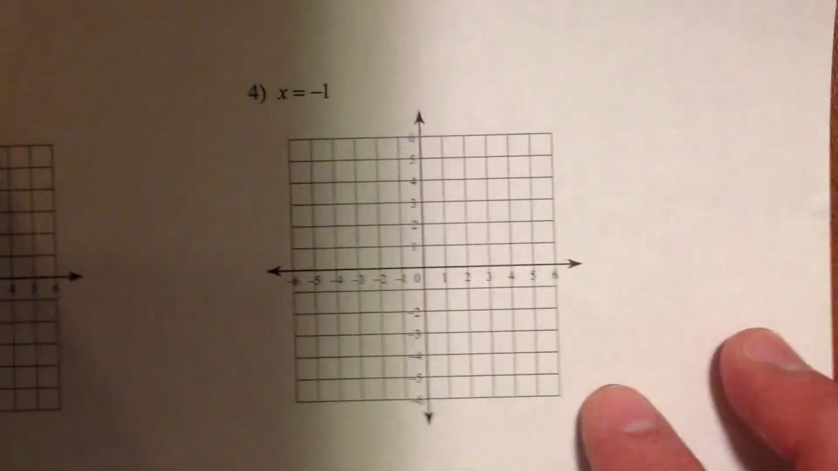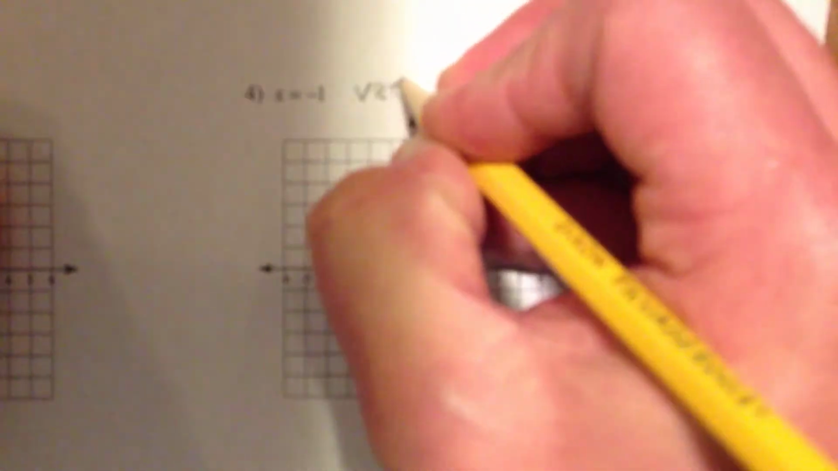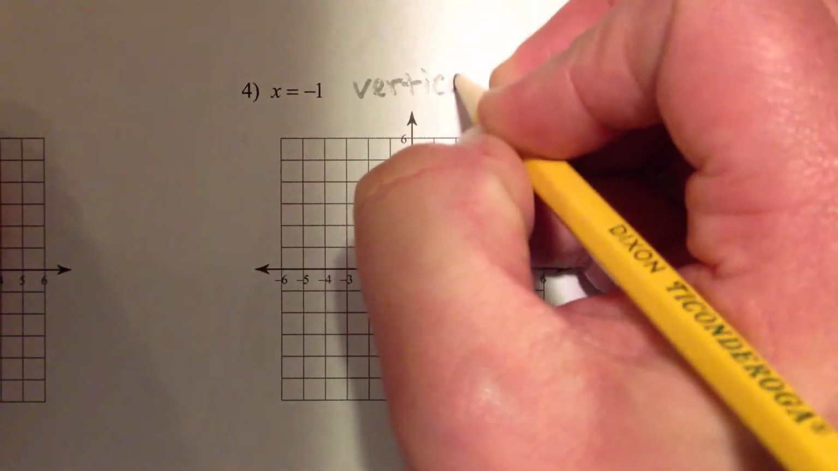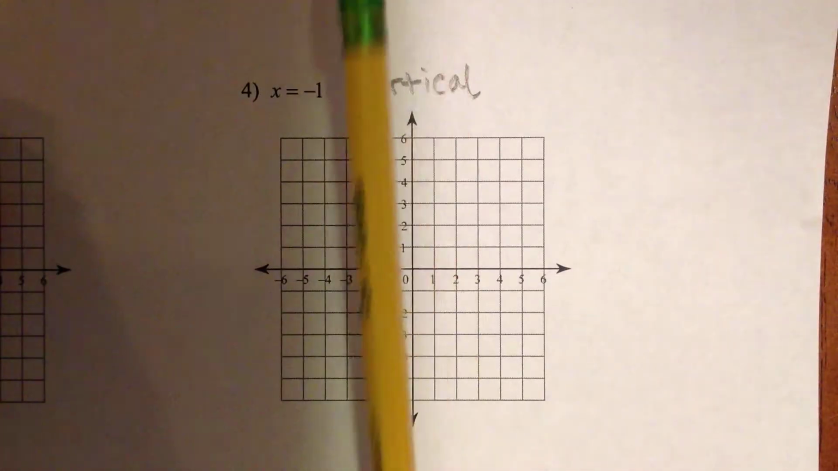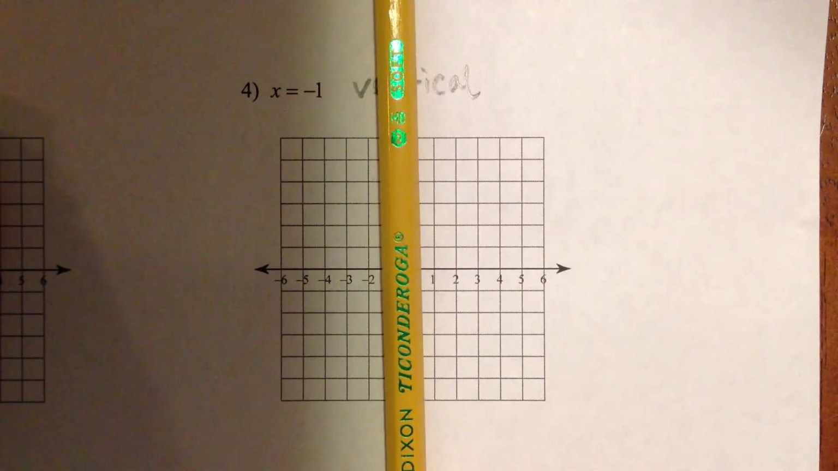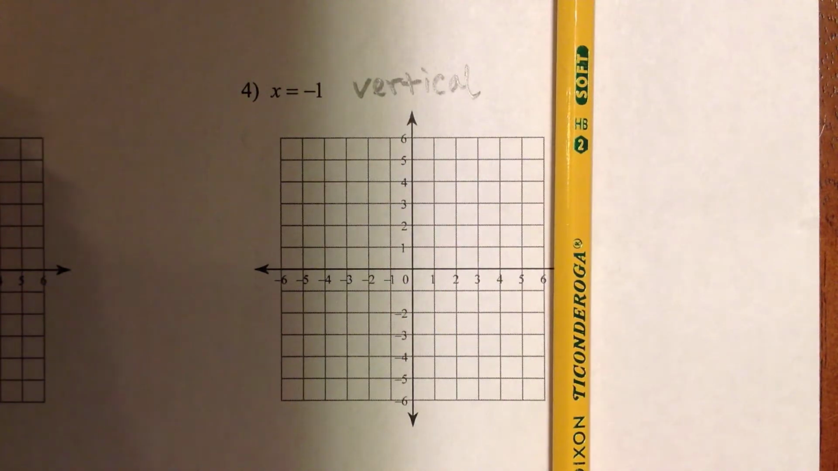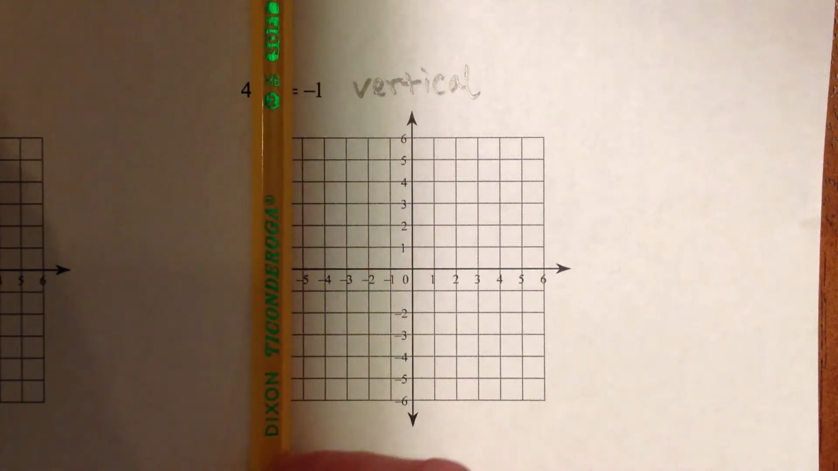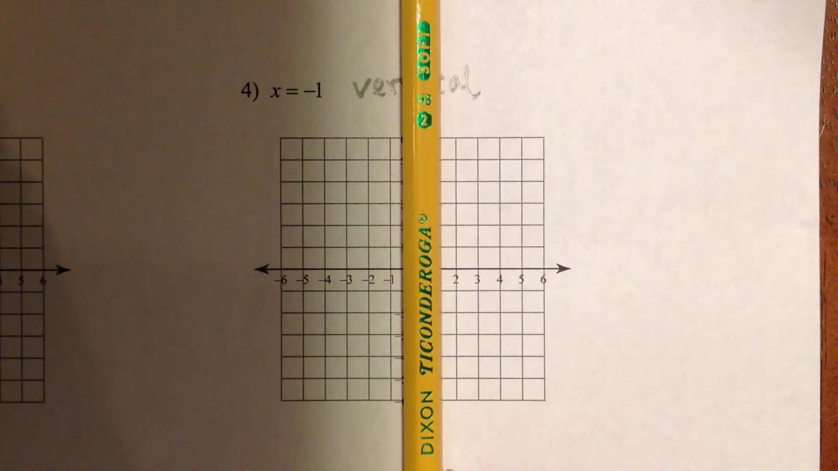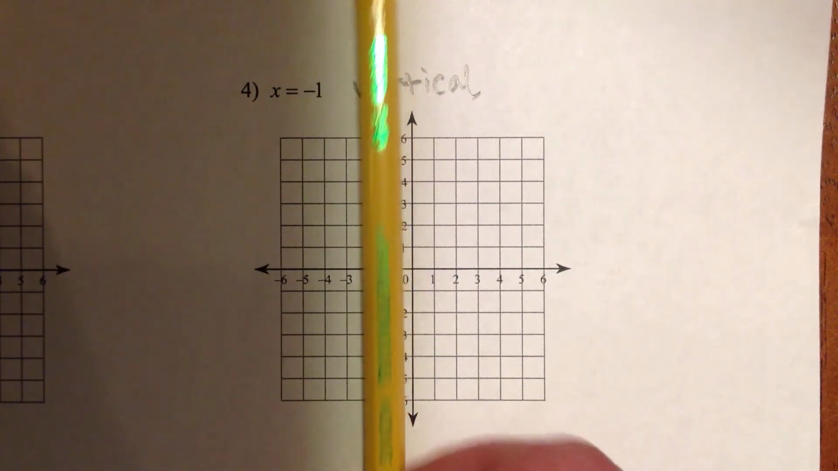And for our last example, x equals -1. Again, I know this is a vertical line as well. And I'm looking for a vertical line that goes through -1. So again, knowing that to the right side of my y-axis is the positive part of my graph, and to the left side of my y-axis is the negative part of my graph, if I want x equals -1, I'm looking right here to draw a vertical line through -1.